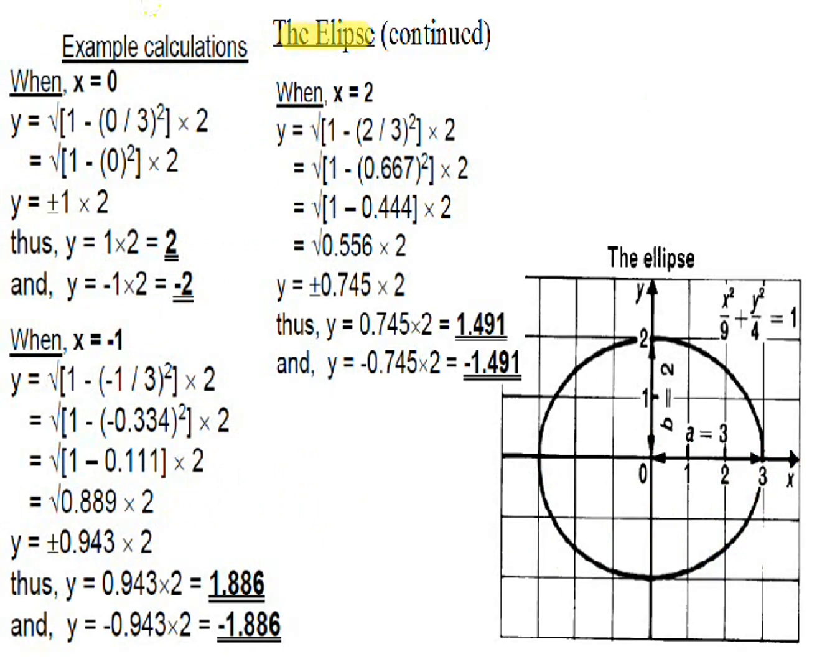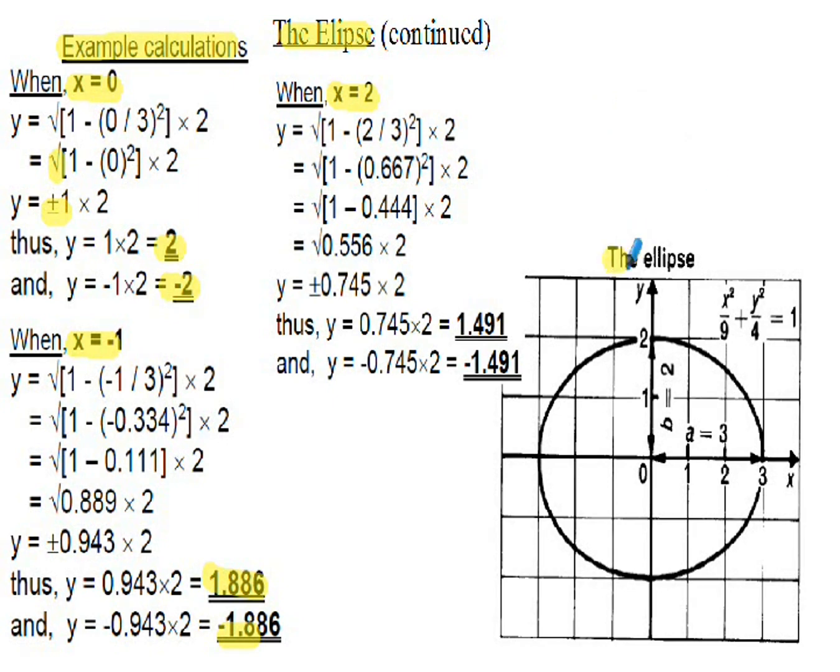This is the ellipse continued. Here's some example calculations. When x is equal to 0, we can work out two values of y, again because we've got a plus or minus because of the square root. There are two values of y. X is equal to minus 1, again there will be two values of y, and so on. I'll let you go through the calculations at your leisure.